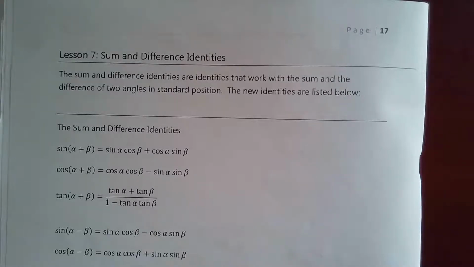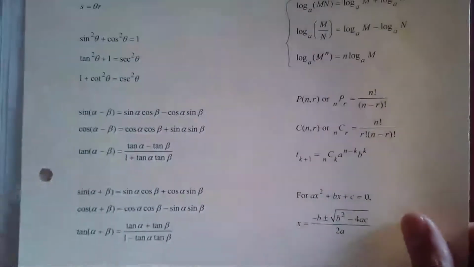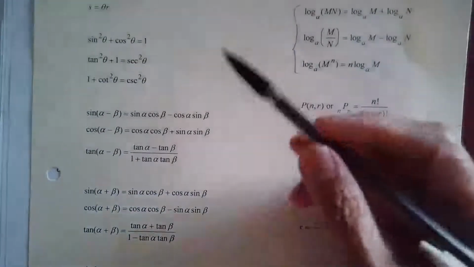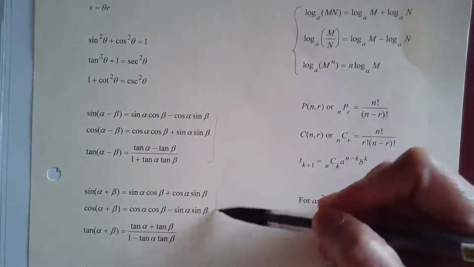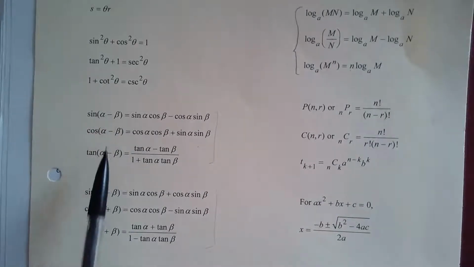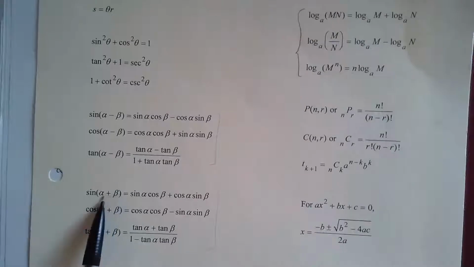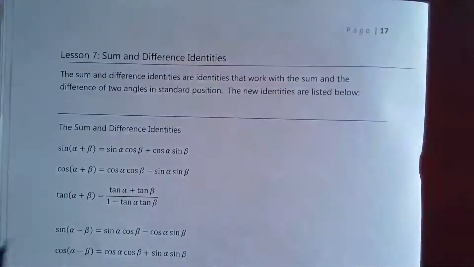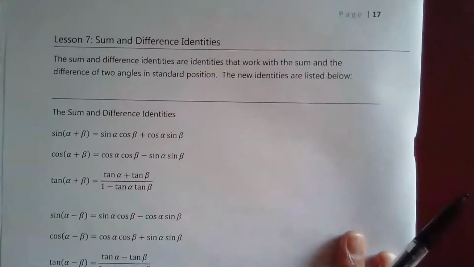I just want to point out that some of these identities are all on your booklet, but the identities are also in here. So I just want to point out the identities that we're going to talk about are here. The difference means subtraction, and then the sum is the addition of angles. I don't want to take a lot of the time, so let's dive right into this one here.